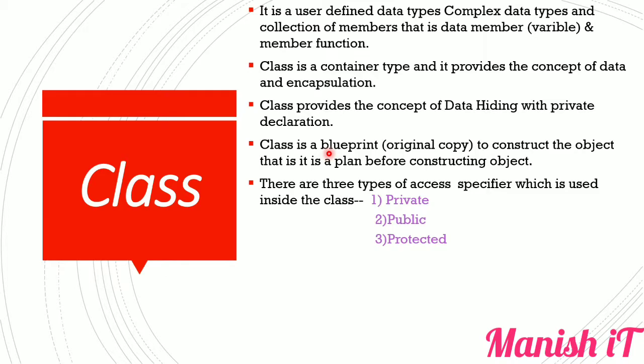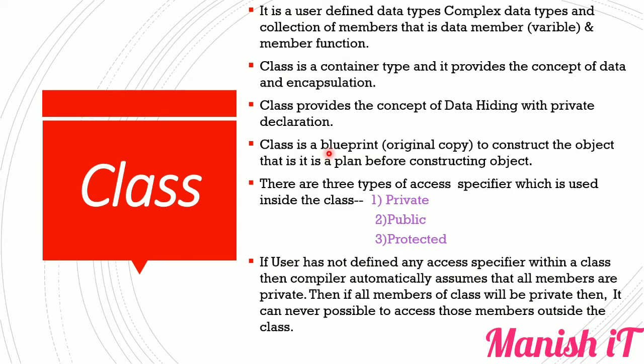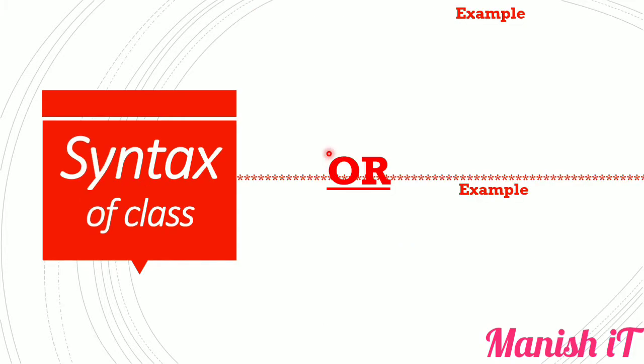There are three types of access specifiers used inside a class: private, public and protected. If the user has not defined any access specifier within a class, then the compiler automatically assumes that all members are private in that particular class. If all members of that class are private, then what happens? It is never possible to access those members from outside the class. So it is an important point of class.